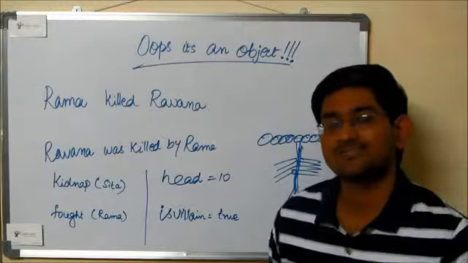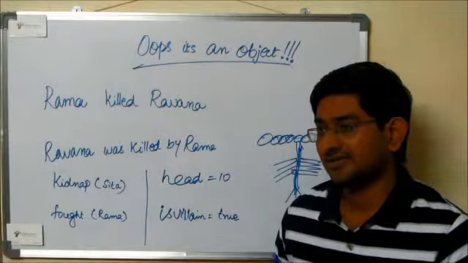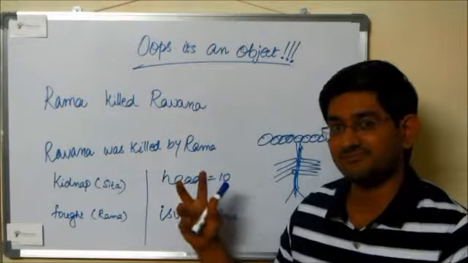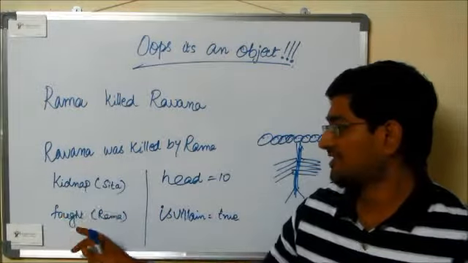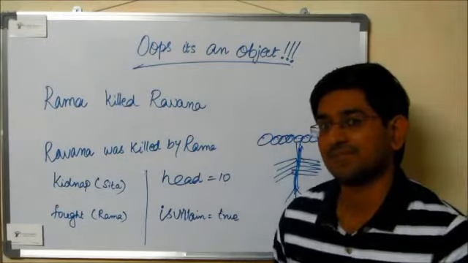Now what does this have to do with classes and objects? Think of it. The characteristics of Ravana, the head and the villain, become his member variables, and the operations or the actions that he did become his member functions.